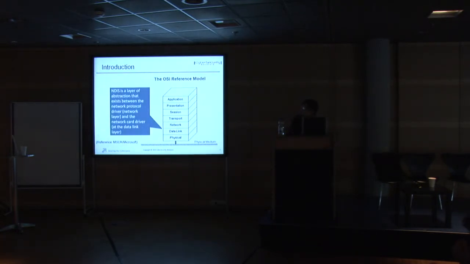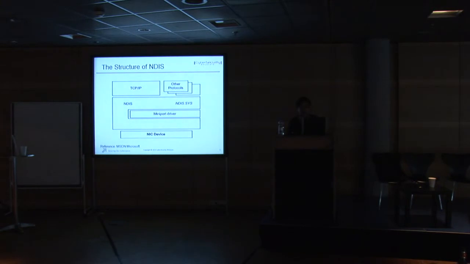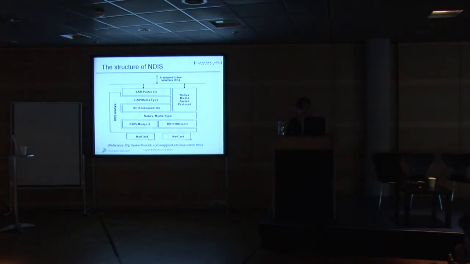If you refer to the OSI reference model, this is a layer that exists between the network layer and the data link layer. This diagram shows you the overall structure of NDIS. As you can see from the slide, NDIS is placed between network protocols such as TCP/IP and the network interface card. This slide shows you more detail regarding the NDIS structure.